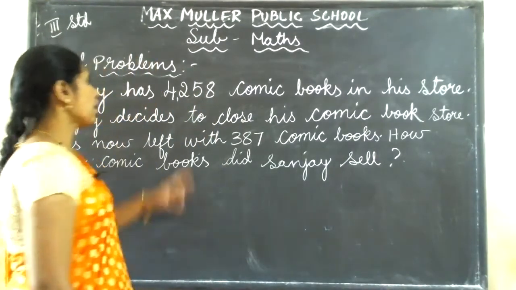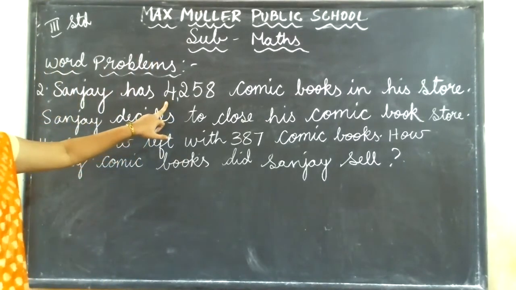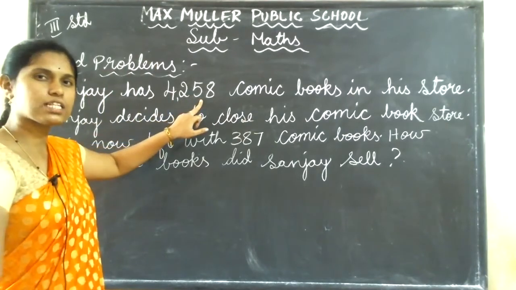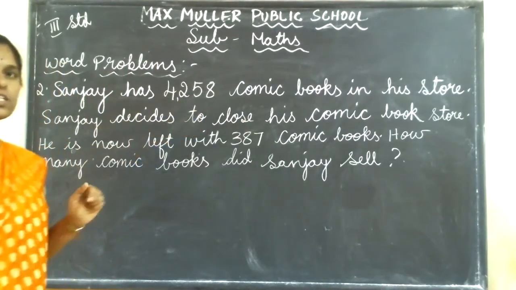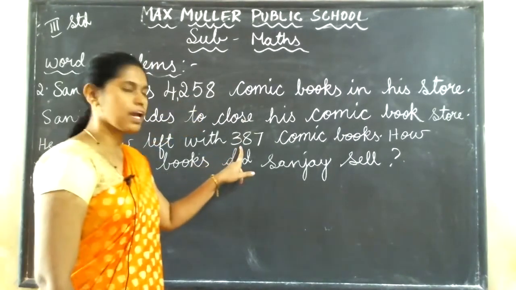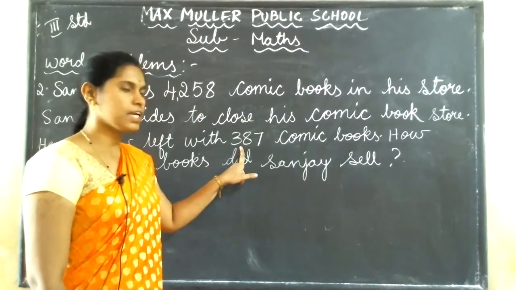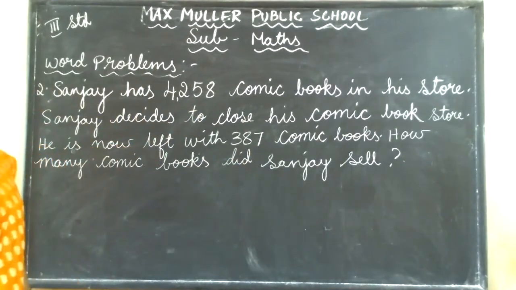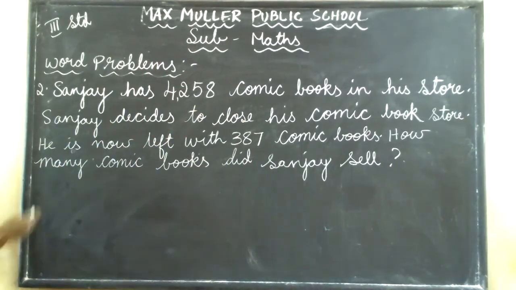So first, how much was he having? He was having 4,258. When he is closing the shop, he has only 387 books. So how much he has sold, we have to find. To find that, what are we doing? We are subtracting.